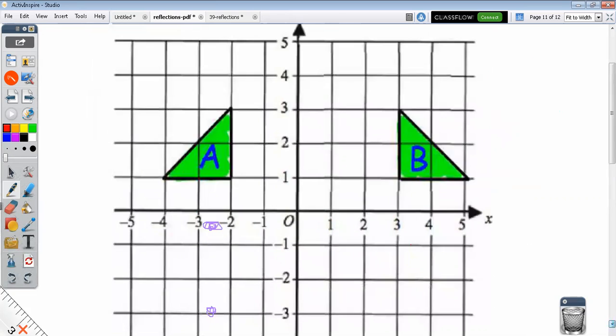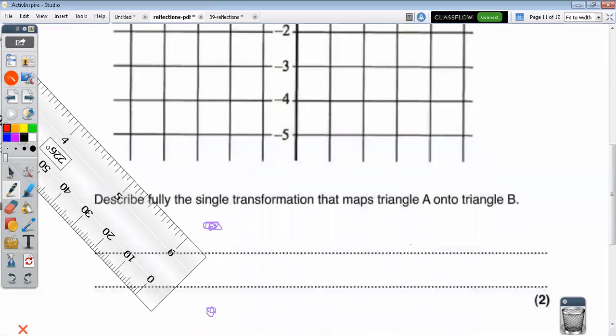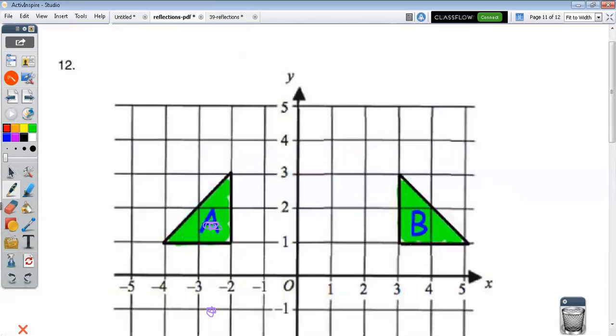Now again, describe the transformation. So reflection, 1 mark. Mirror line: what's the equation of the mirror line? Where is the mirror line anyway, before we think of the equation? This and that.